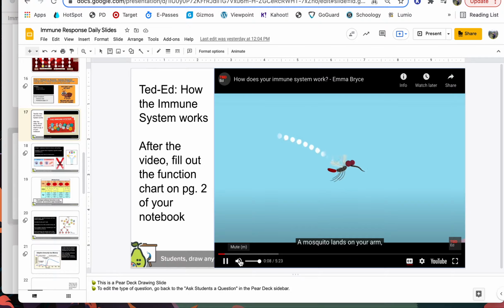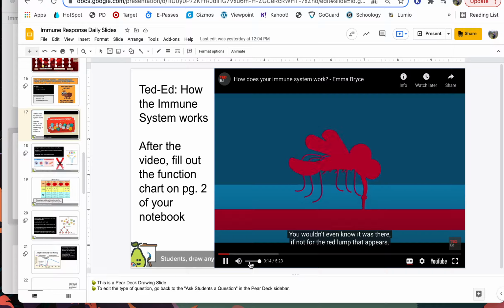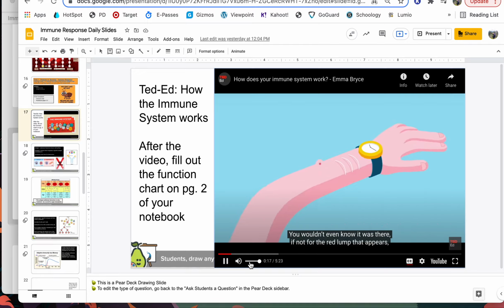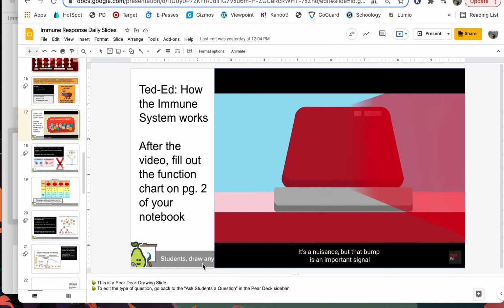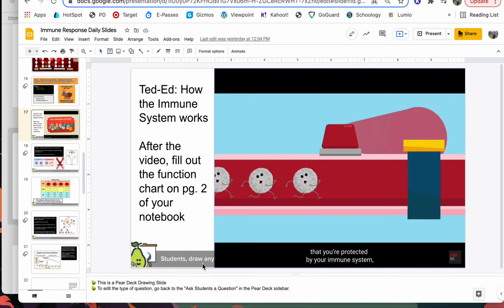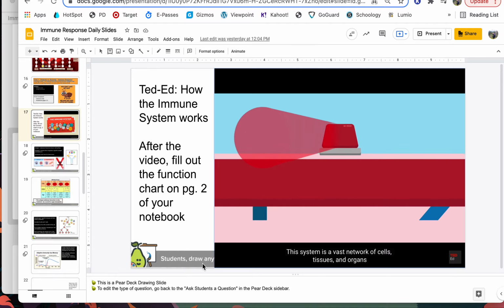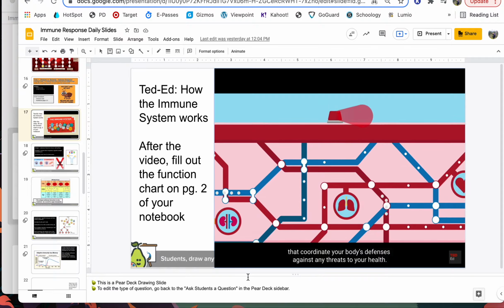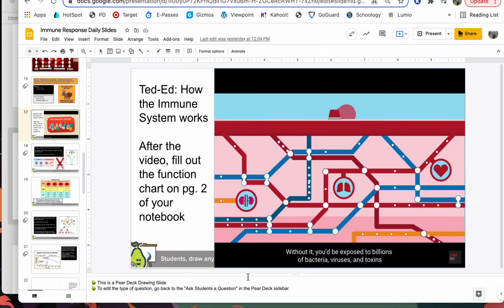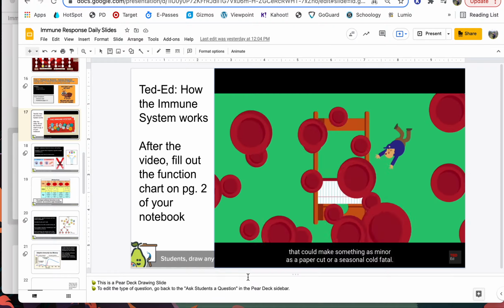A mosquito lands on your arm, injects its chemicals into your skin, and begins to feed. You wouldn't even know it was there if not for the red lump that appears, accompanied by a telltale itch. It's a nuisance, but that bump is an important signal that you're protected by your immune system, your body's major safeguard against infection, illness, and disease. This system is a vast network of cells, tissues, and organs that coordinate your body's defenses against any threats to your health. Without it, you'd be exposed to billions of bacteria, viruses, and toxins that could make something as minor as a paper cut or a seasonal cold fatal.